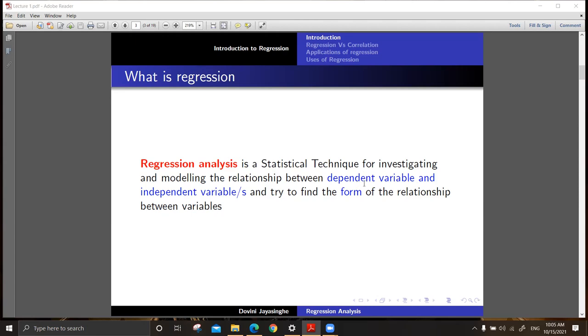In terms that we are familiar with, the dependent variable is the Y variable. Independent variable or variables are the X or X's that we have. Depending on X, we model Y. That is what we do. And we try to find the form of the relationship, how these variables are related to each other. When one is changing by this much amount, how the dependent variable changes. So basically, that is what we are going to model, analyze and interpret. This is just the motivation statement for what regression analysis is.